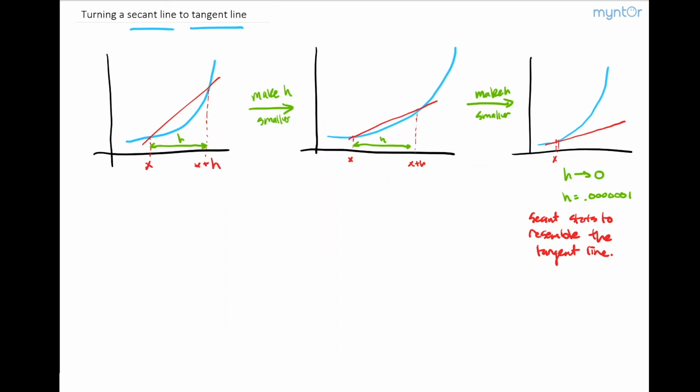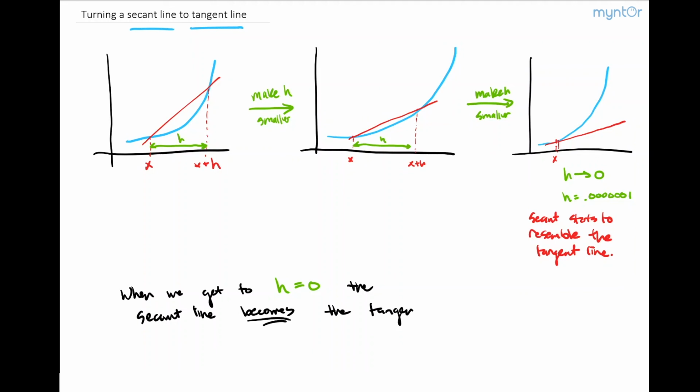You may be starting to recognize a pattern here, which is when we get to the point where h is equal to 0, the secant line becomes the tangent line.